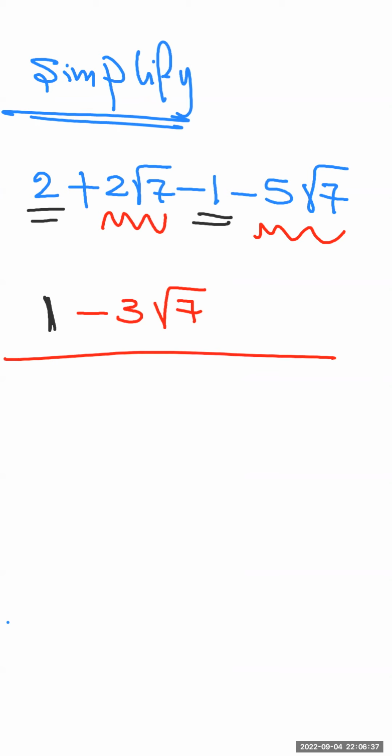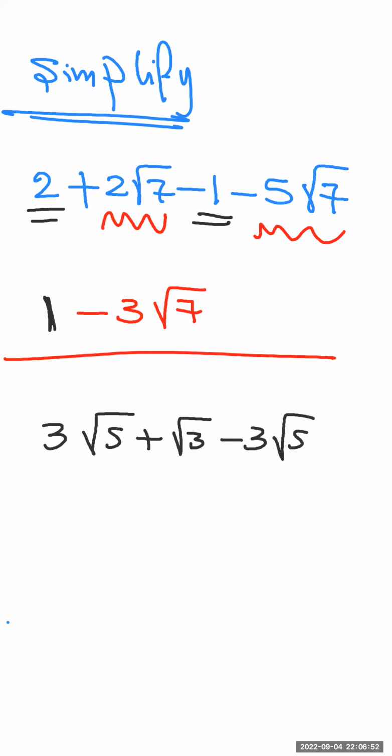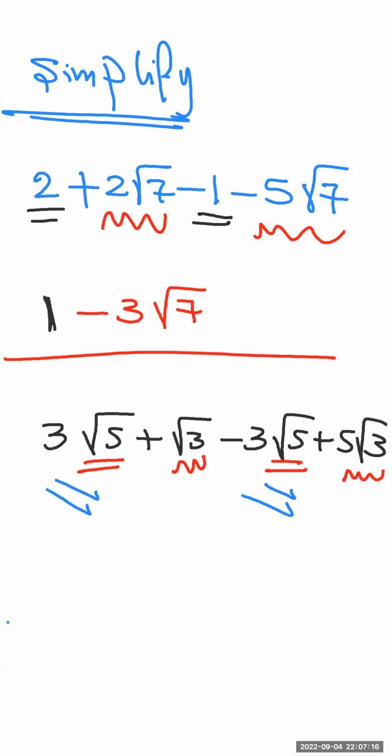Okay. One more question. Concentrate on the next one. 3 square root of 5 plus square root of 3 minus 3 square root of 5 plus 5 square root of 3. It seems like it's the same numbers, but actually it's not, just for confusing us. I only care about the square root of 5 and the square root of 3. So now, add or subtract the like terms. This one, 3 square root of 5 minus 3 square root of 5, actually 0.